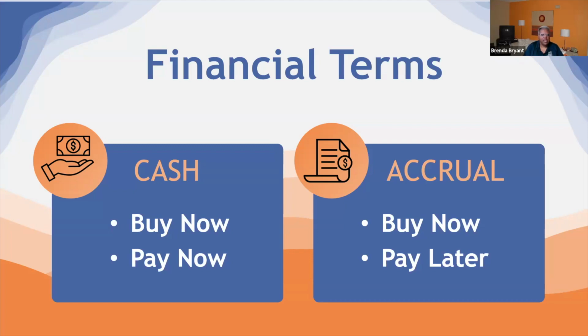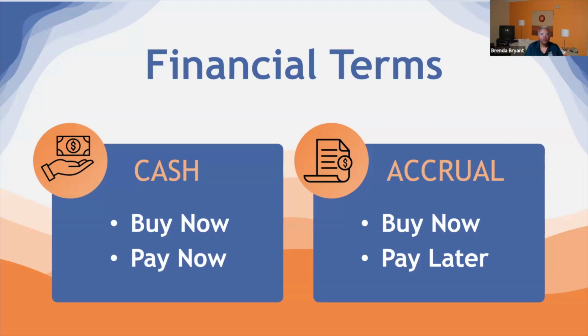So if I go into McDonald's and I ask to buy some iced tea, I buy it at that moment and I also pay them at that moment. In fact, at McDonald's, I pay for it before I get it. So that's the cash basis. The accrual basis is I buy it now, but I'm going to get a bill for it later.